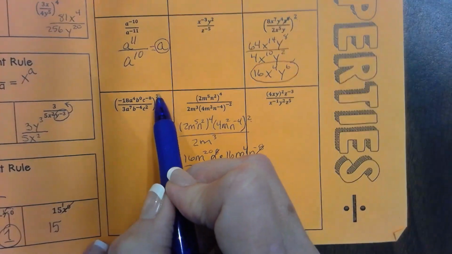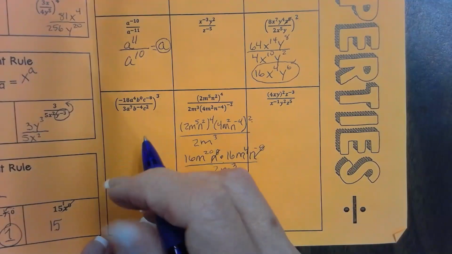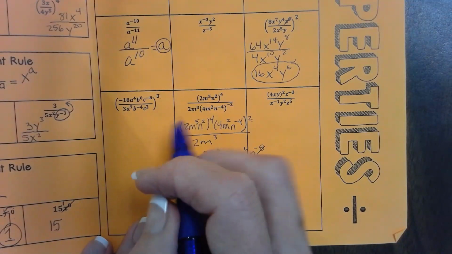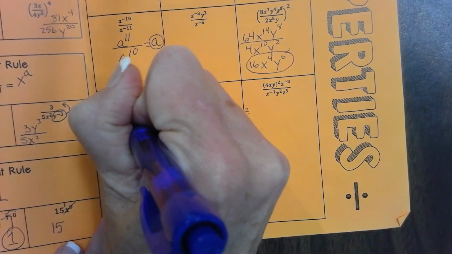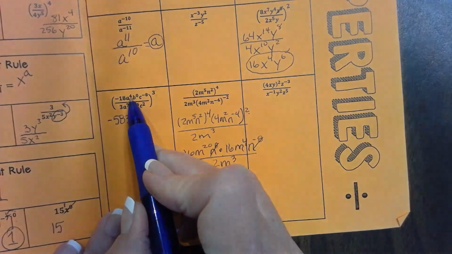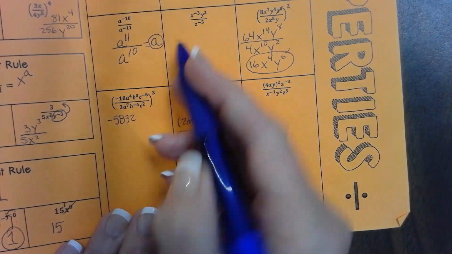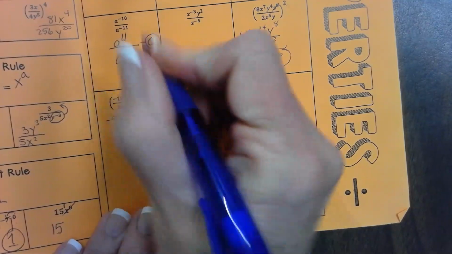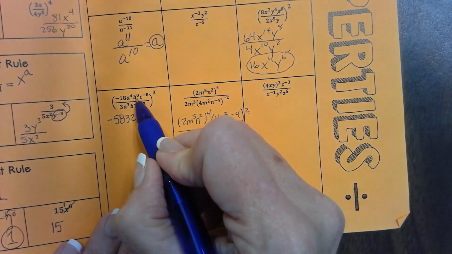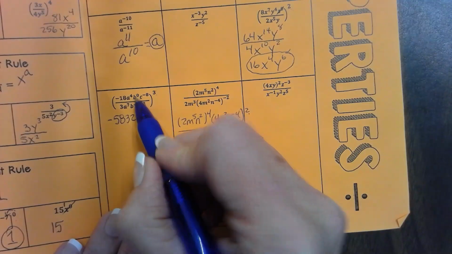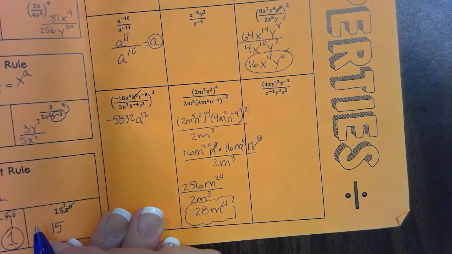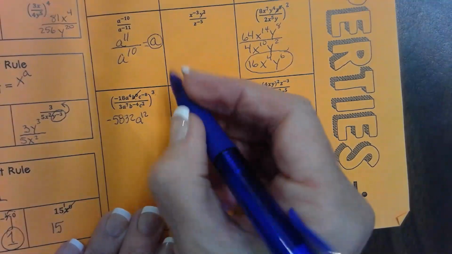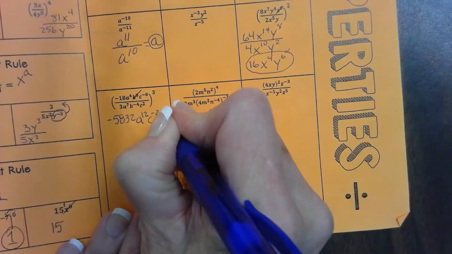Negative 18 raised to the 3rd. What do I get? Negative 5,832. Okay. What do I do with powers? Multiply. So that's A to the 12th. Tell me about this one. There's something I can do with that. I can mark through it because remember, anything to the 0 power is a 1. I can just mark through it. And then on the C, I get C to the negative 24.